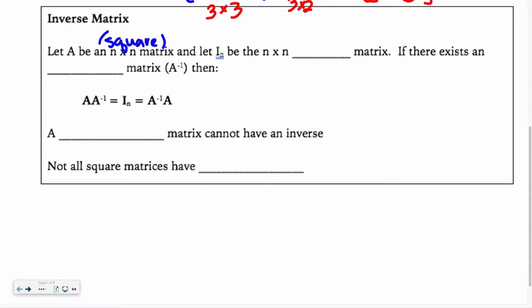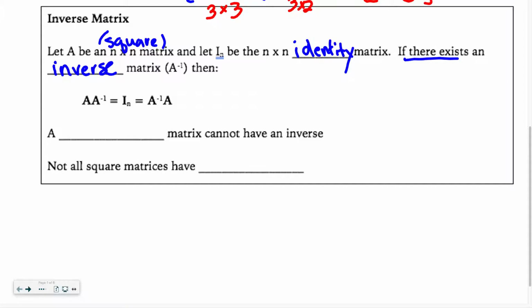And let I sub n be the n by n identity matrix. Remember, anytime you see a capital I, you would assume that's an identity matrix. The I sub n is just saying, like, if A is 2 by 2, then you're going to use the 2 by 2 identity. If A is 3 by 3, then use the 3 by 3 identity, and so on.